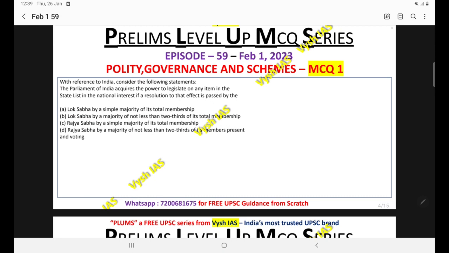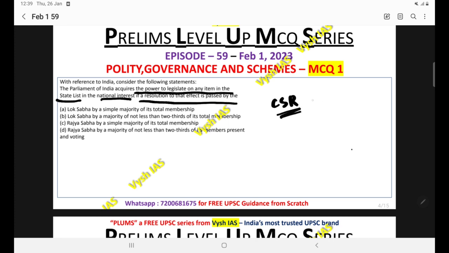Let's move on to the first question. The Parliament of India acquires the power to legislate on any item in the state list in national interest if a resolution to that effect is passed by. So look at the question carefully. It is talking about some provision related to center-state relations.